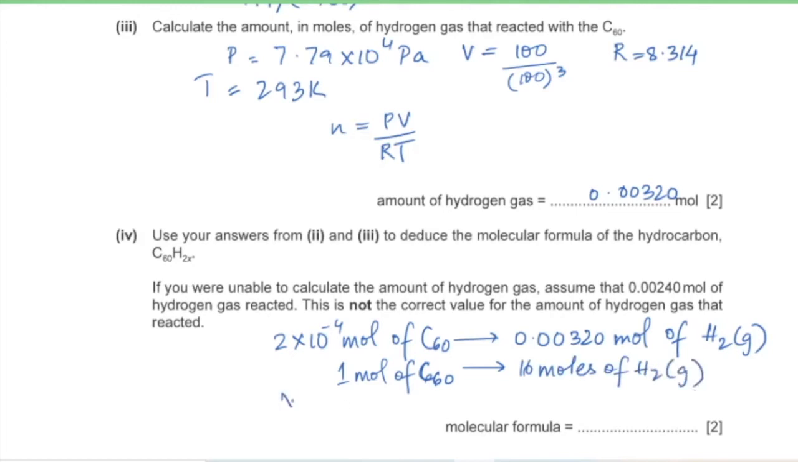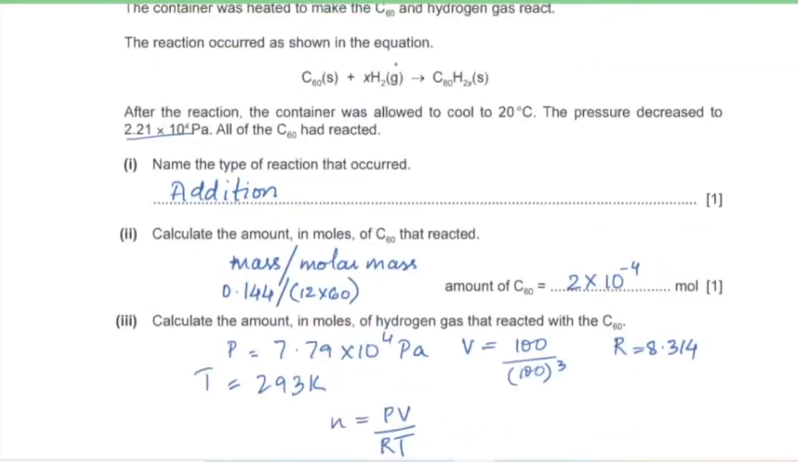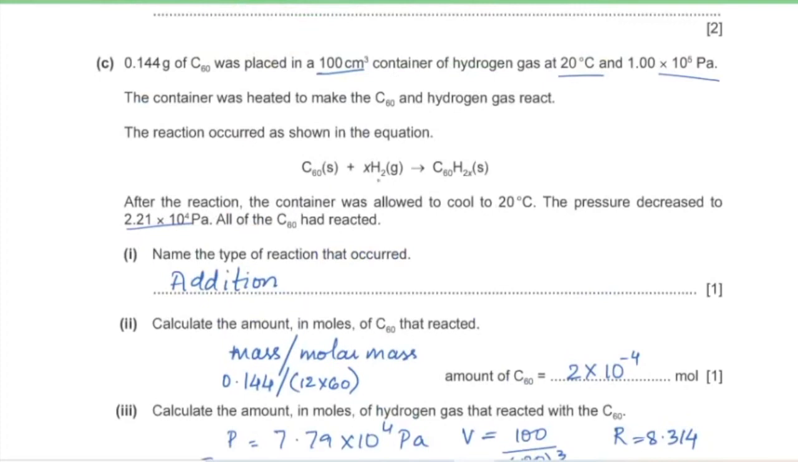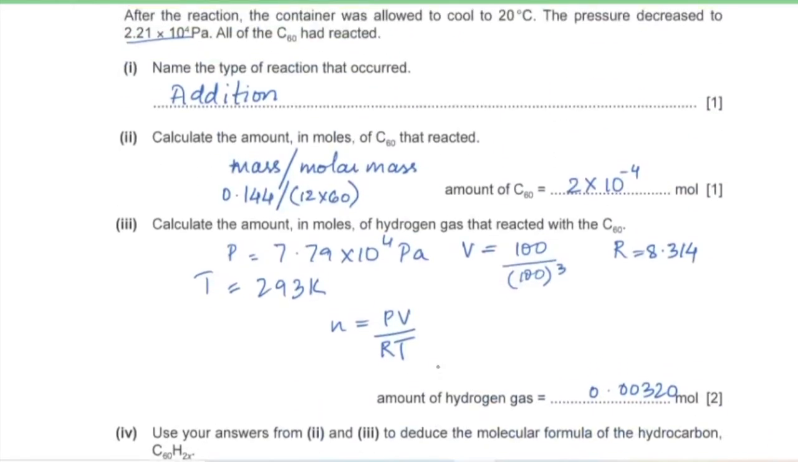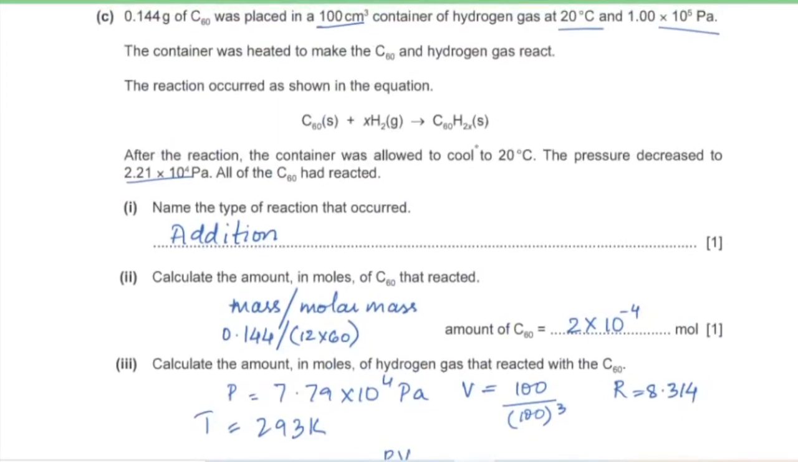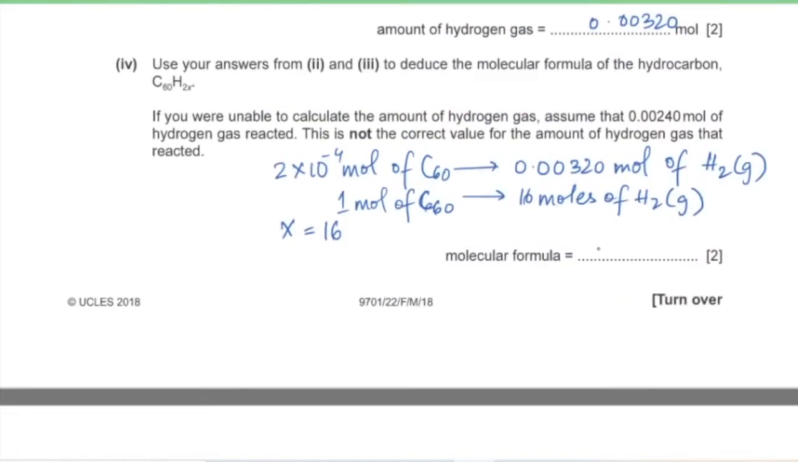That means that X has a value of 16, and 16 moles of hydrogen gas will react with 1 whole mole of C60 to produce C60H2X, where X has a value of 16. So it will give a molecule with a molecular formula of C60H2X, which means 2 into 16, that's 32, C60H32.